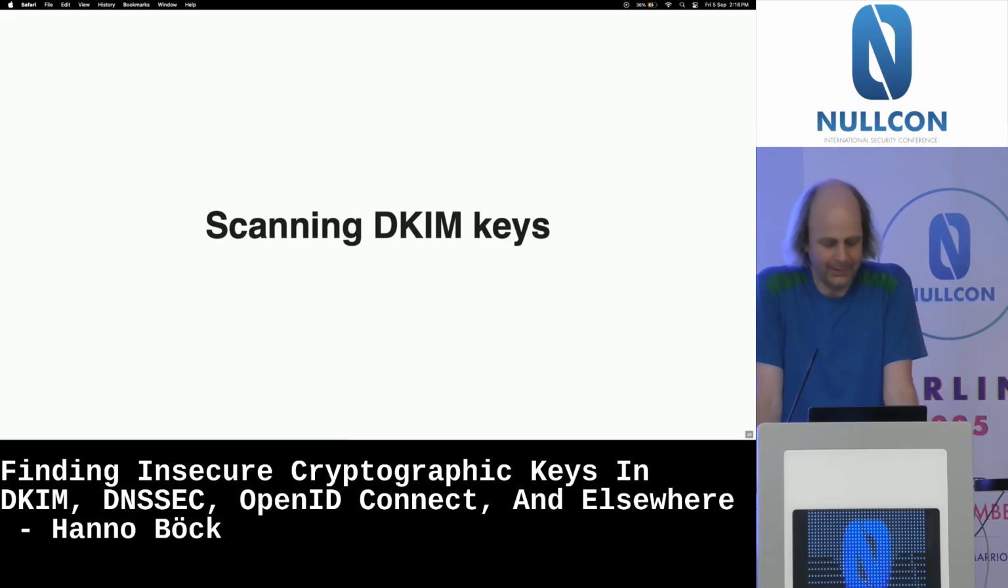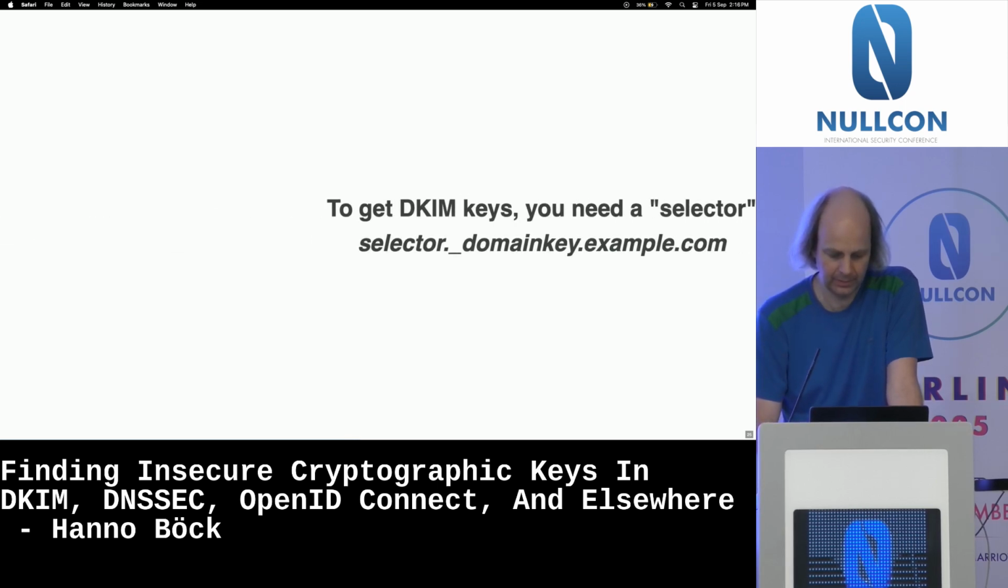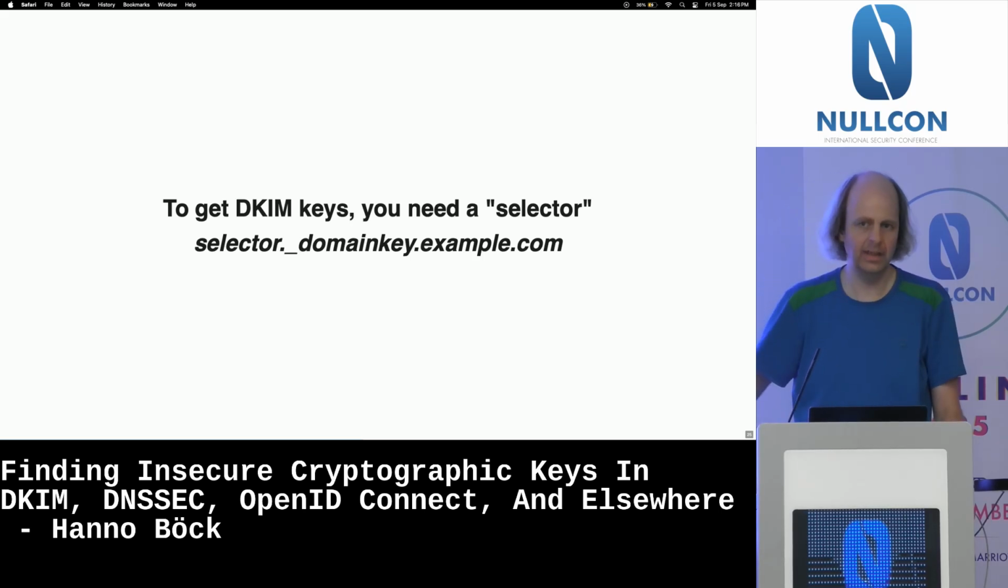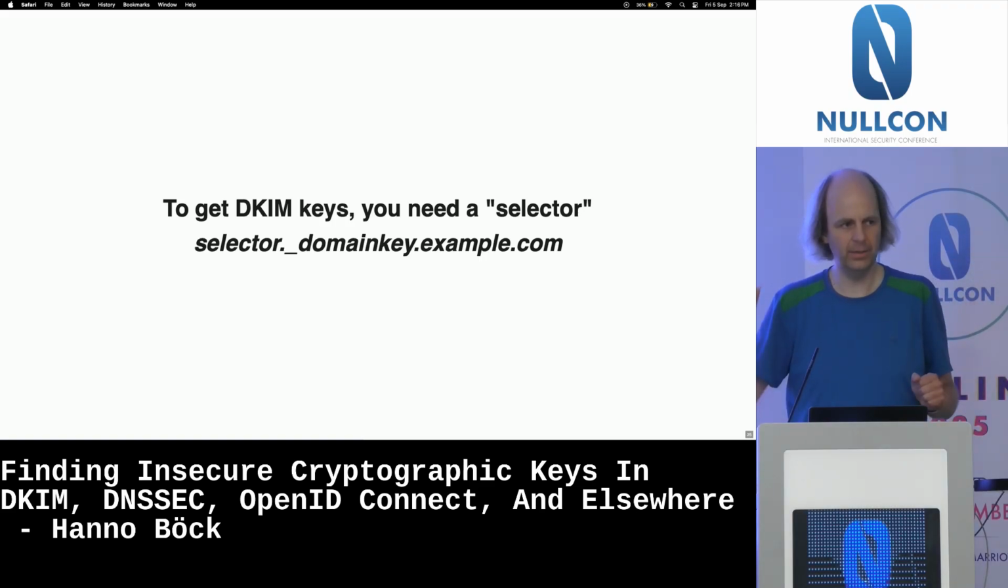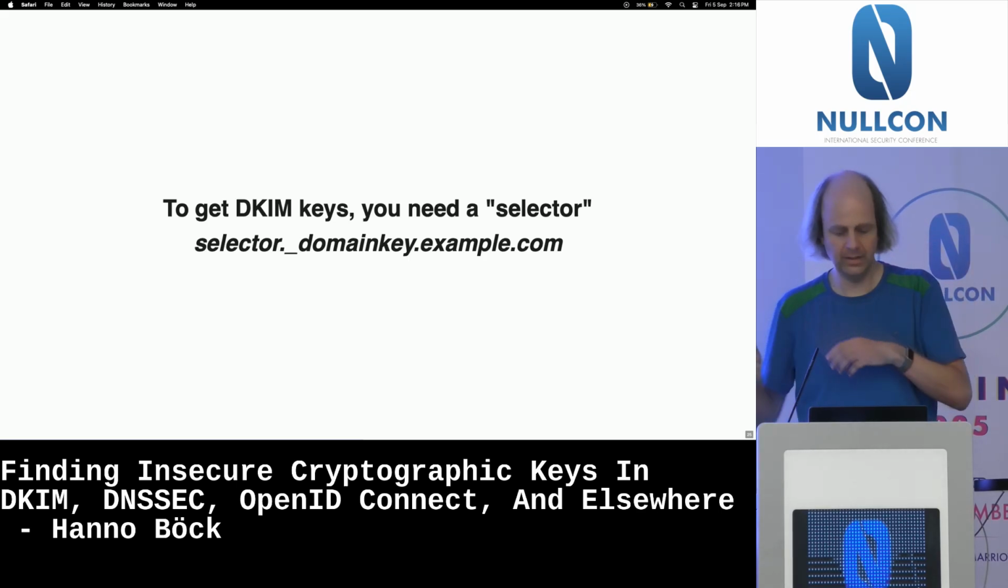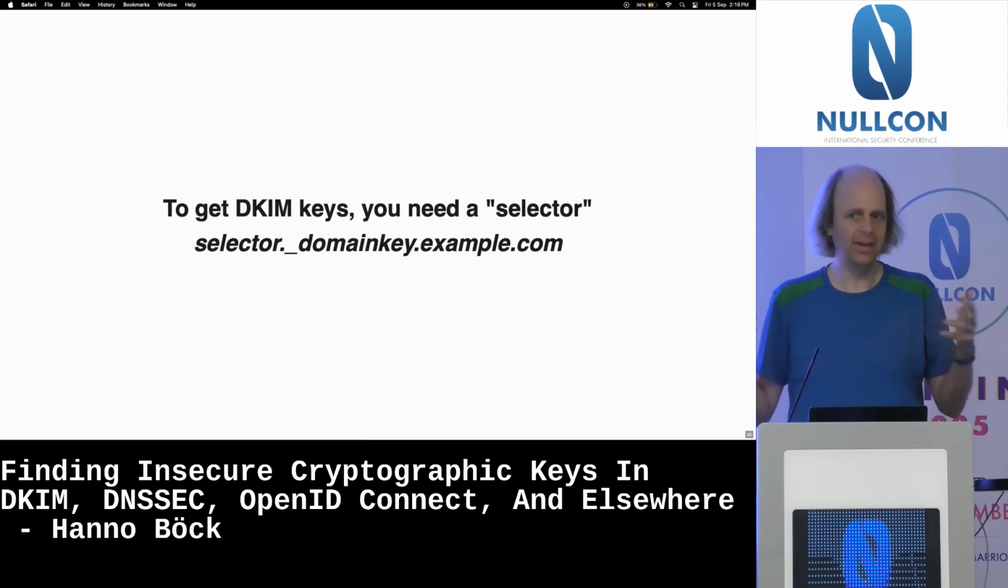I wanted to scan for DKIM keys, and there's an issue with that: you cannot just get the DKIM key for a domain, because you need something called a selector, which is just a string. In the signature within the mail, you have this selector string, and then you fetch the key by looking up selector.domain name. You can only do that if you have the selector.